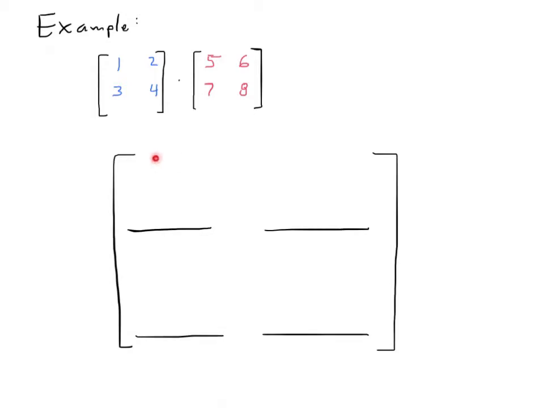Here's the way that I think about this. Let's start here. If you want to find the entry in the first row and the first column, so this one right here, you need to multiply the first row times the first column, in that order. Matrix multiplication is all about row times column.